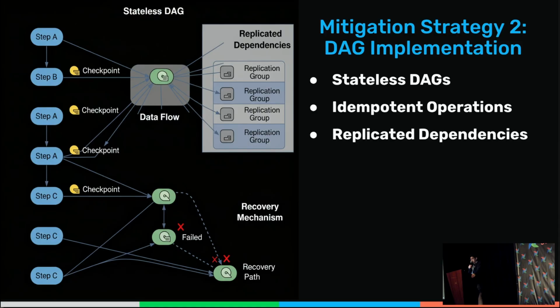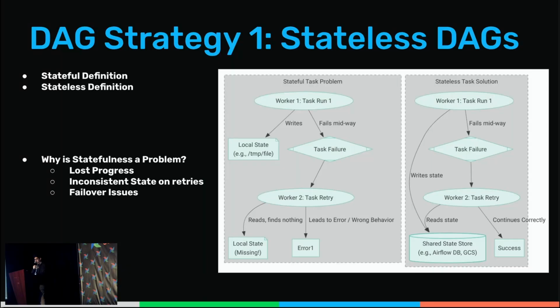Also, if you are doing operations within your DAGs, they have to be idempotent, and if you are having external dependencies, they need to be replicated as well as the critical components. So let's go through each one independently. So stateless DAGs, what is stateful and what is stateless, because it's a very broad term. So here, our entity that we are talking about is a DAG running in a worker.